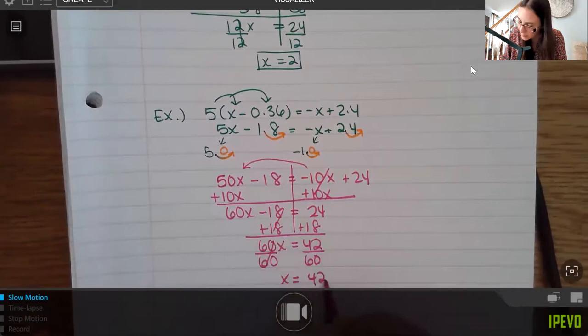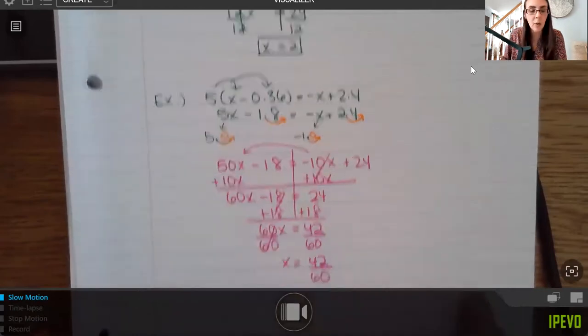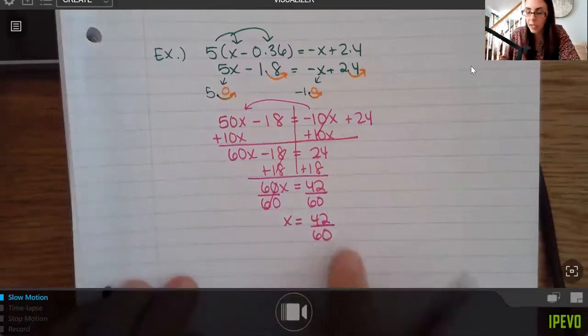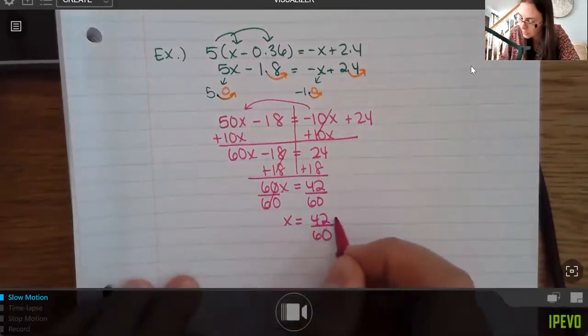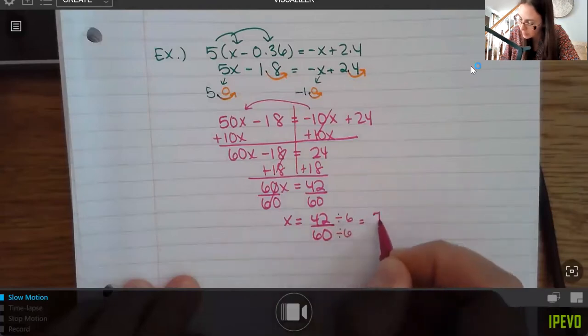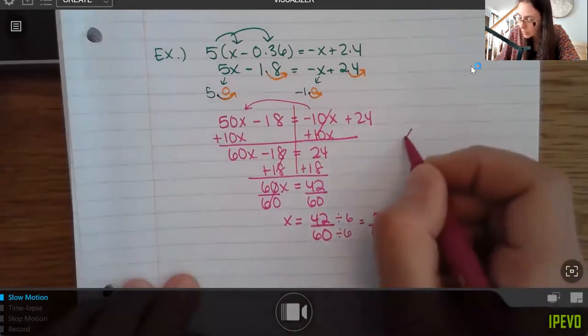Now, here's where it gets a little bit different. So you just want to make sure you see how the question wants your answer. Now here, I do see I have a fraction. So what I could do is simplify that first. I do notice that both of these can be divided by 6. So I have 7 out of 10 now. So your answer is 7/10.